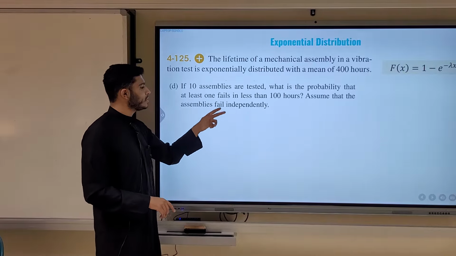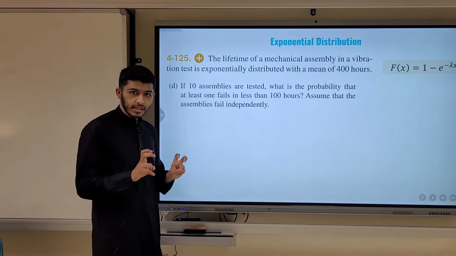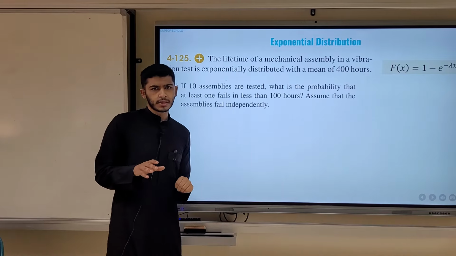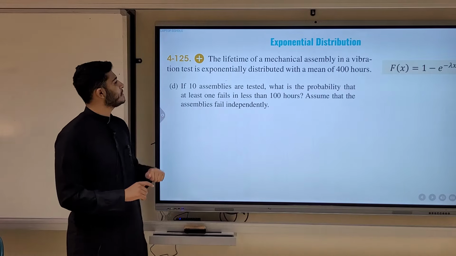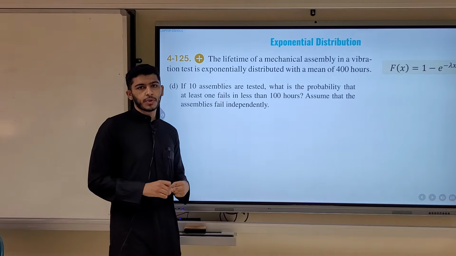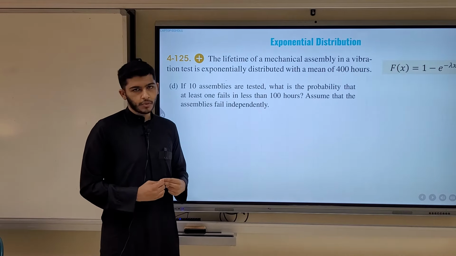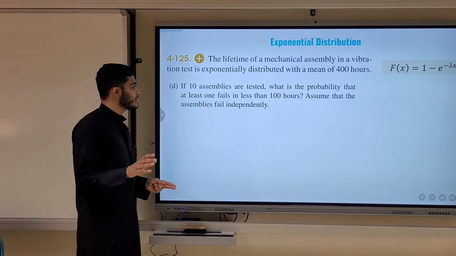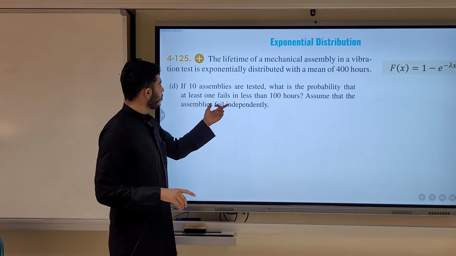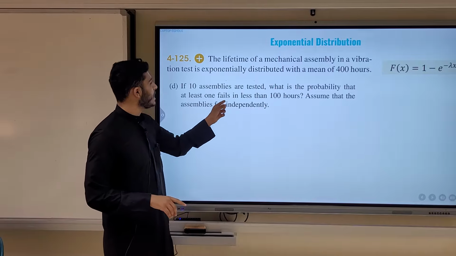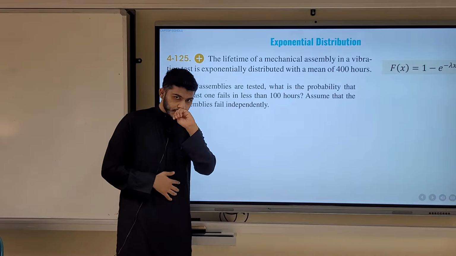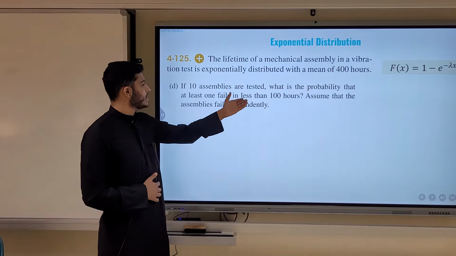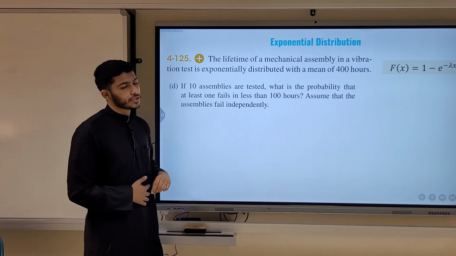failing. So we are trying to find the number of failures, or our outcome of interest here, in less than 100 hours. For this binomial distribution, we know n, that we have 10 assemblies, and we know the number of successes we want, at least one, x greater than or equal to 1. However, what is our probability of success? Our probability of success is the probability that one of these machines fails in less than 100 hours. And we know that the lifetime of these machines is modeled using an exponential distribution.